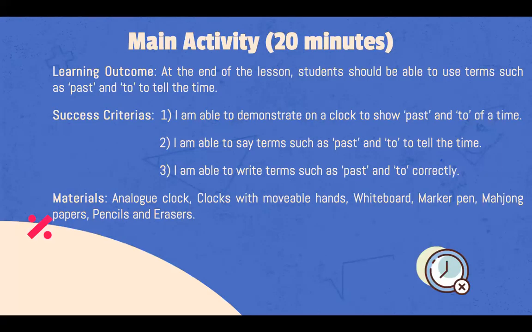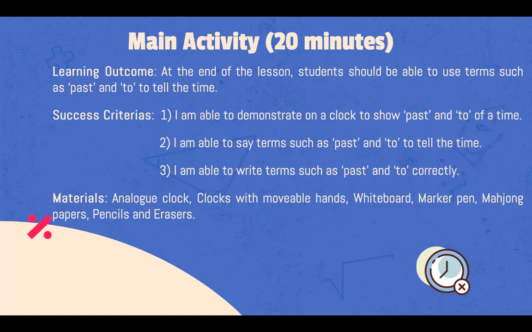Thank you, Divya. I will be now explaining about the main activity. The duration of this activity is 20 minutes. The learning outcome is, at the end of the lesson, students should be able to use terms such as past and to tell the time.